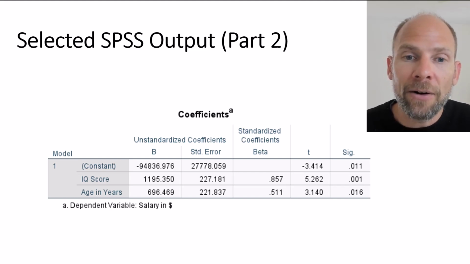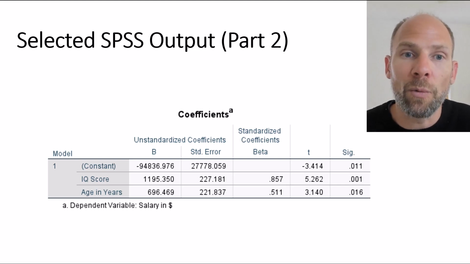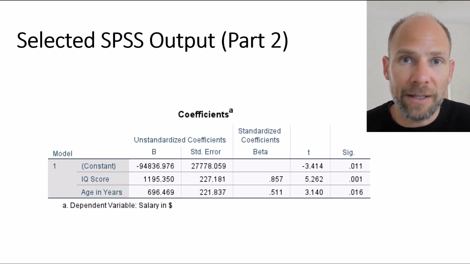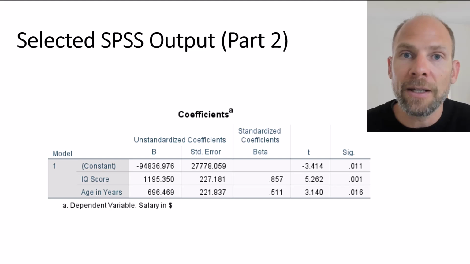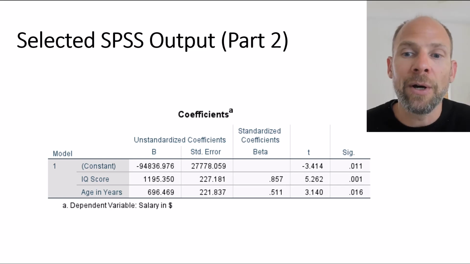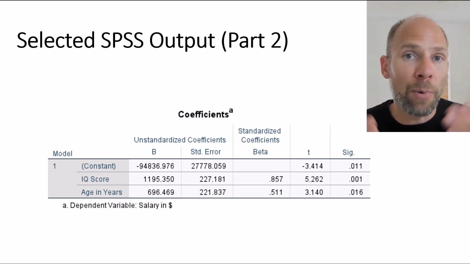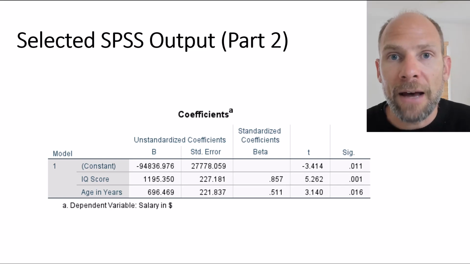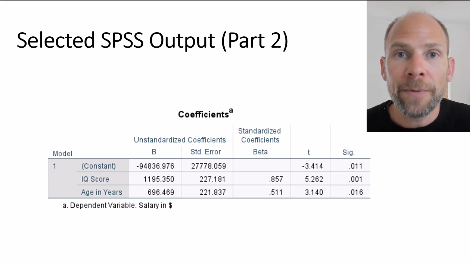Next is the standard error for these coefficients. And that standard error then is used to calculate the t-statistic, which you can find in the second to last column. Here, the t-statistic for IQ score is 5.262 and has a p-value of 0.001, meaning that IQ score is a significant predictor at the 0.05 level. Also, age in years has a significant partial regression coefficient with a t-score of 3.14 and a p-value of 0.016. So both predictors in this case have a significant contribution for the prediction of salary dollars.